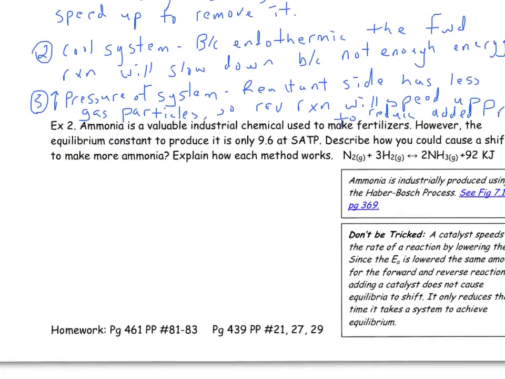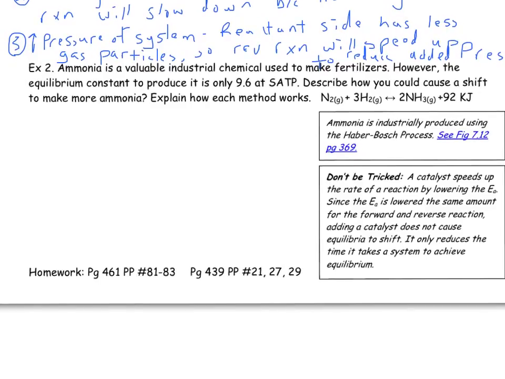Have a look at example number 2. Here we have an equilibrium producing ammonia gas, which is a very heavily used industrial chemical. We want to cause this equilibrium to shift to the right to make more ammonia. Describe 3 methods that you could use and explain how they would work. The answers to this example you will find on the next video.